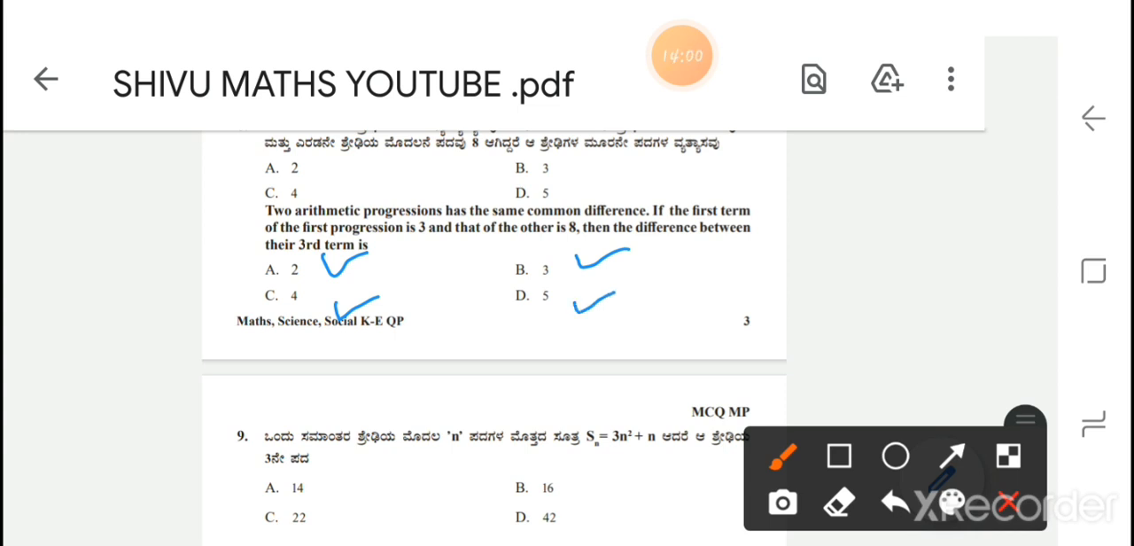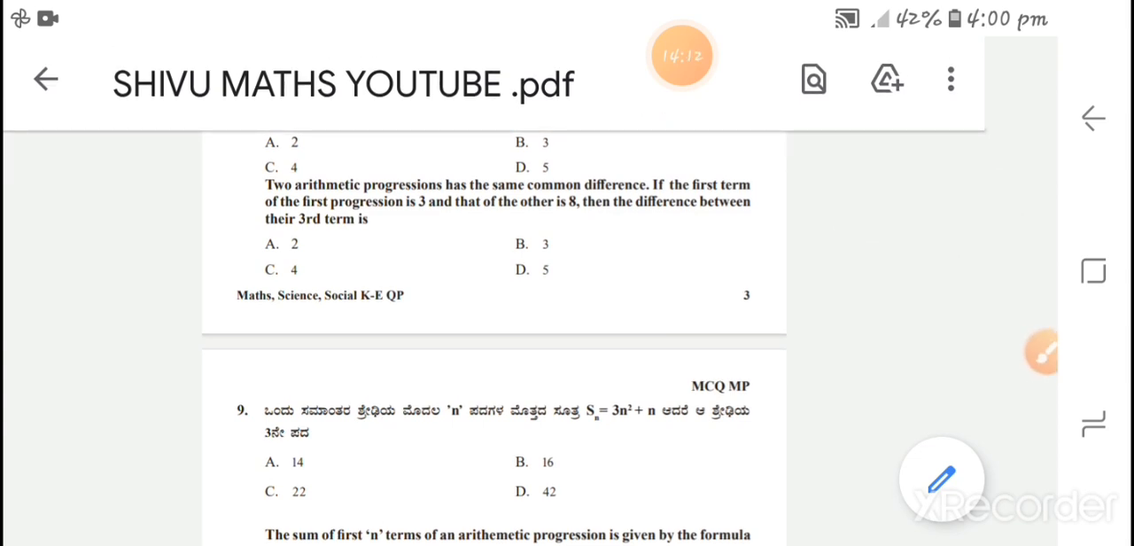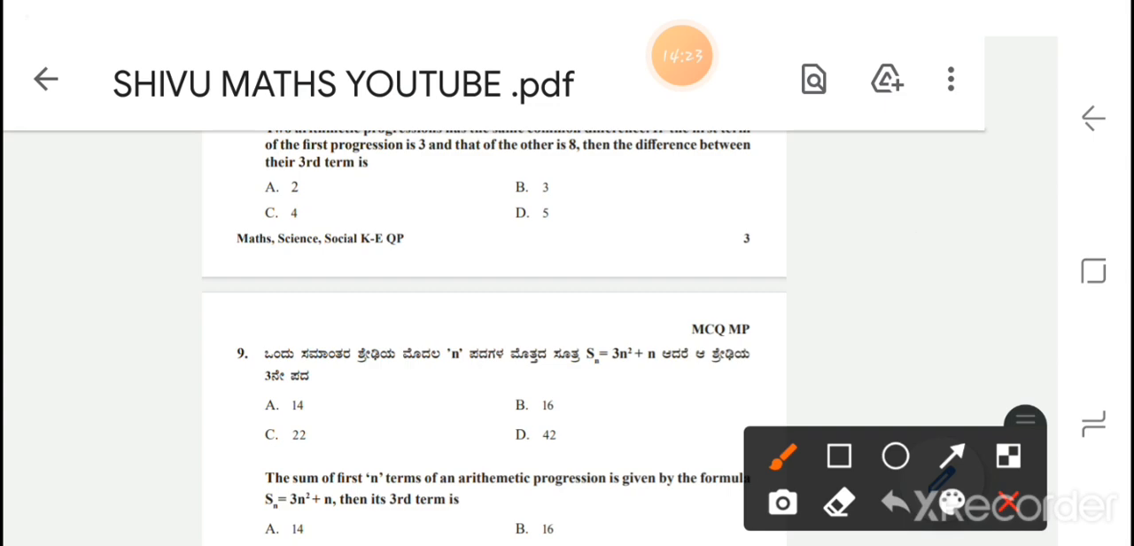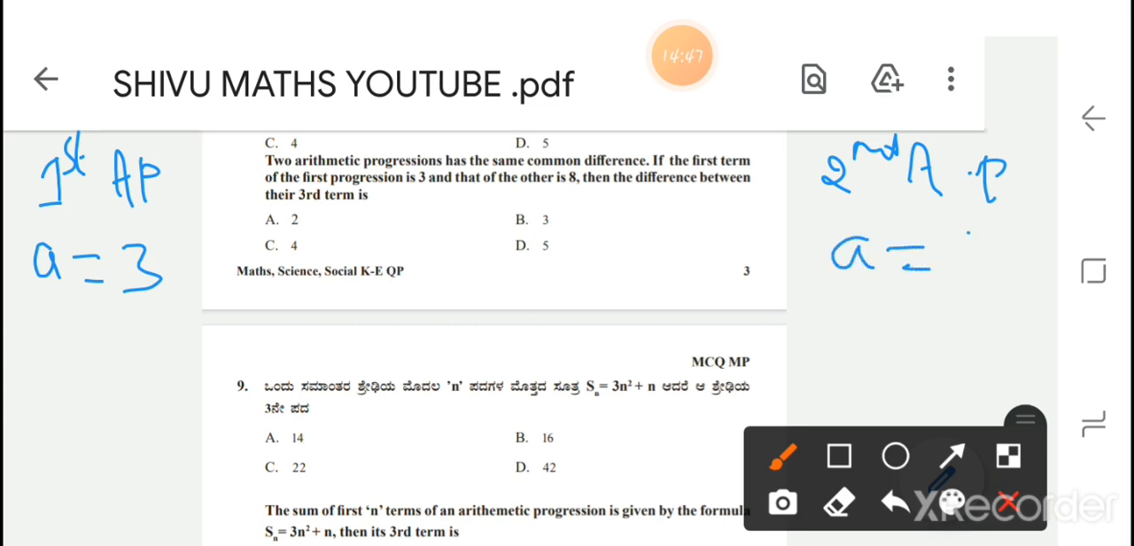So here first we need to find the third term of the first AP and the second AP. See, observe that two arithmetic progressions of the same common difference are given. So that's why I collect the data for each AP. First AP, second AP. For the first AP, the first term is given as 3. For the second AP, the first term is given as 8. The common difference for both is the same, you call it D.